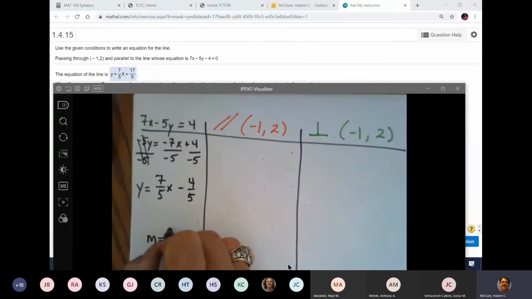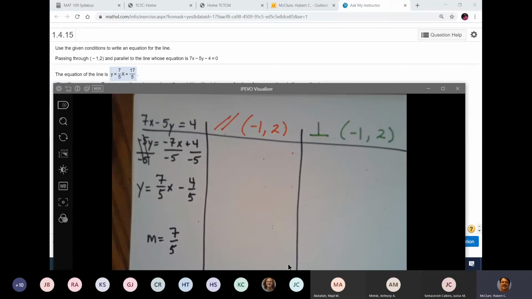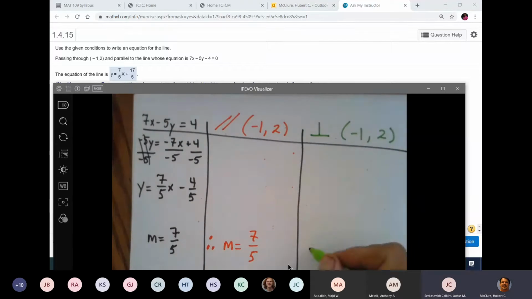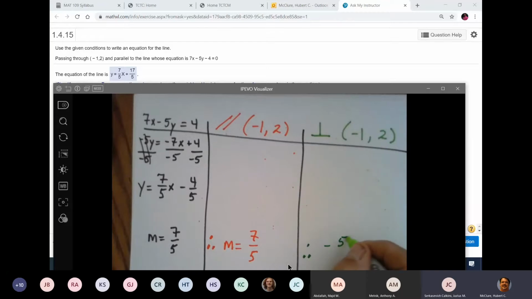M is equal to 7/5. Therefore, somebody tell me what the orange M is. 7/5. We're catching on. And therefore, the perpendicular slope is negative what? -5/7. It is amazing. Y'all are just amazing me.